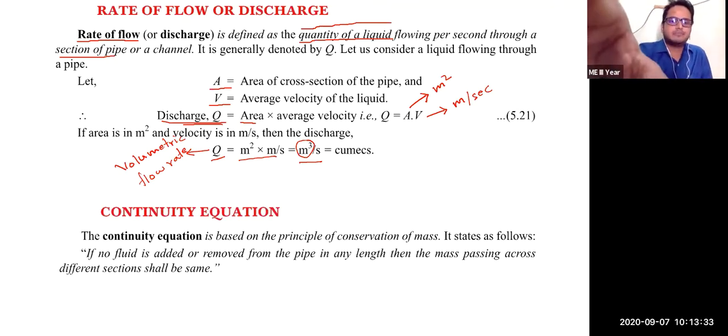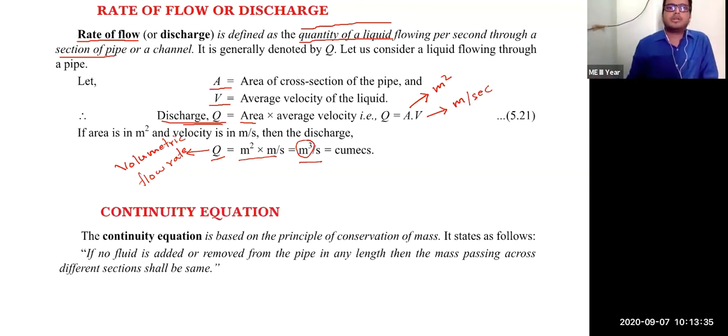Now let's come to the next heading, that is your continuity equation. This equation is very important. We will see one derivation also, and this continuity equation is helpful. After this, wherever you see any numerical in the preceding chapters, in every numerical you have to take help of this continuity equation. Remember this is a very simple formula, very simple concept. The only thing I want to tell you is that this is very important.